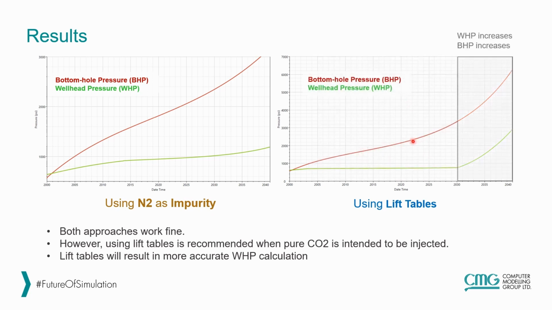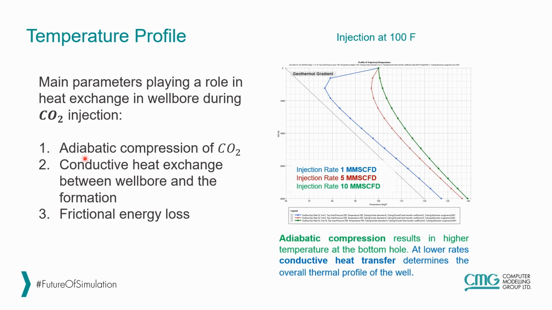And eventually, when the injection pressure increases enough, now we have liquid CO2 at surface and at the bottom hole because the pressure has increased and we have passed the two-phase region. Now let's look at the temperature profile of CO2. The main parameters determining the temperature profile of CO2 are adiabatic compression, the conductive heat exchange between wellbore and formation, and the heat transfer due to frictional energy loss.